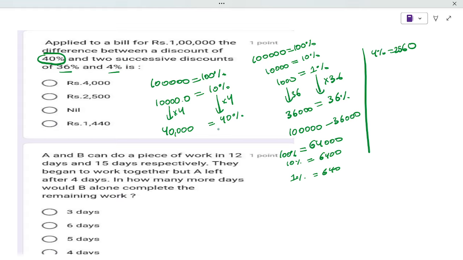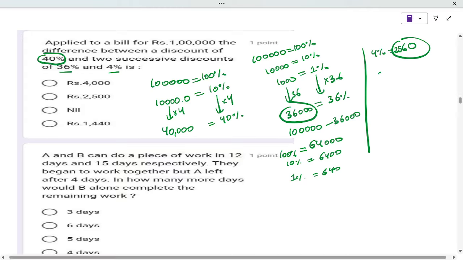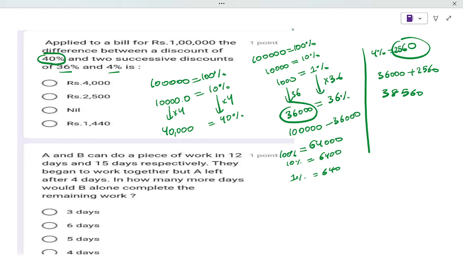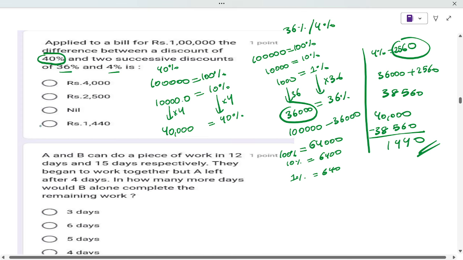So the first discount is 36,000 and the second is 2,560. Adding 36,000 plus 2,560, we get 38,560. This is for 36% and 4% discounts, while the single 40% discount is 40,000. Subtracting 38,560 from 40,000, the difference is 1,440. That's the answer.